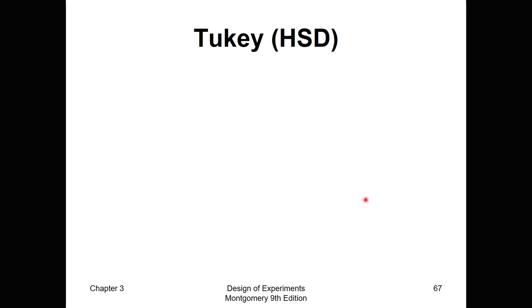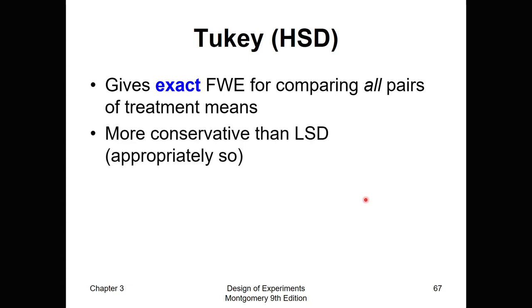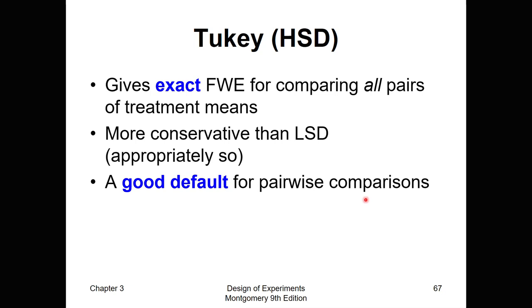Tukey's HSD. So this analysis is probably the best in our list for pairwise comparisons. It gives the exact family-wise error rate for comparing all pairs of treatment means. It is more conservative than the LSD approach, but again, the LSD approach didn't make any adjustment for the multiple comparisons problem, and Tukey's gives the exact value. It gives the exact level of a reduction that you should do for the multiple comparisons problem, as long as you're just looking at the pairs of treatment means. So this is a very, very good default if you're running the pairwise comparisons.